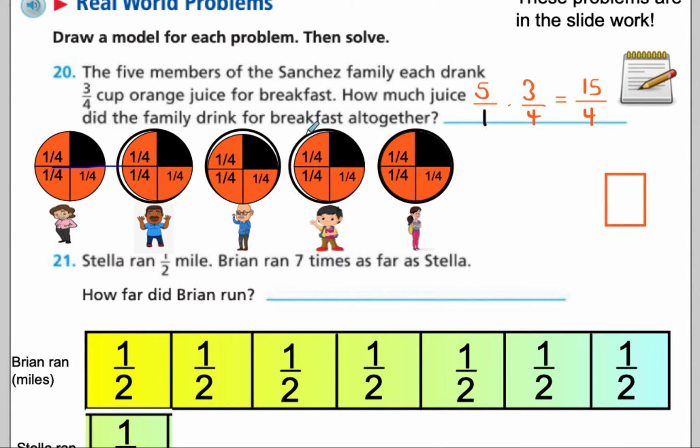7. He ran 7. So my whole number is 7. And it's by a half. So what's 7 times a half? Now, as always, we want to write the problem and we want to have the units. So you're going to type, I think it's miles. That would be a great unit.